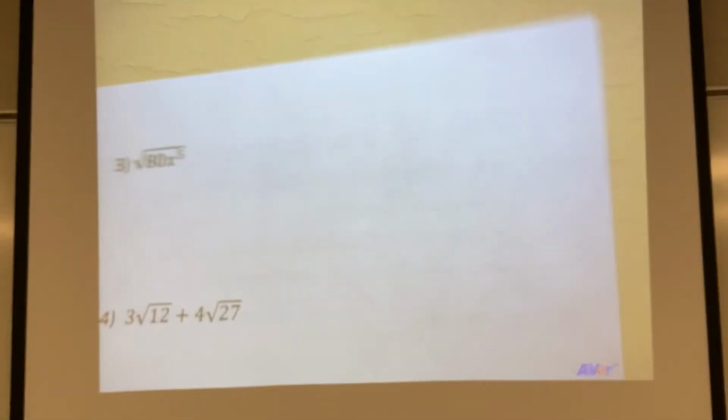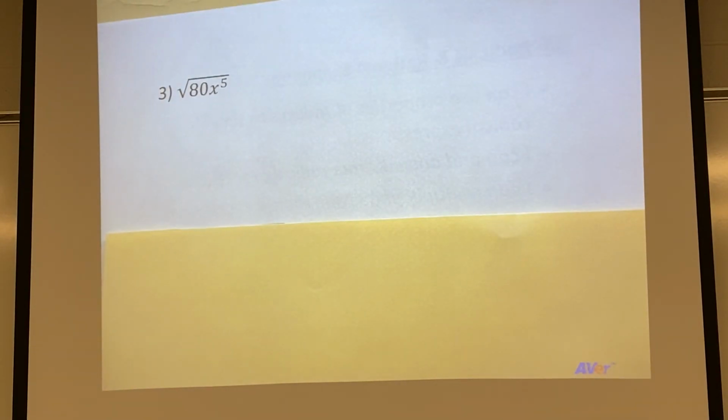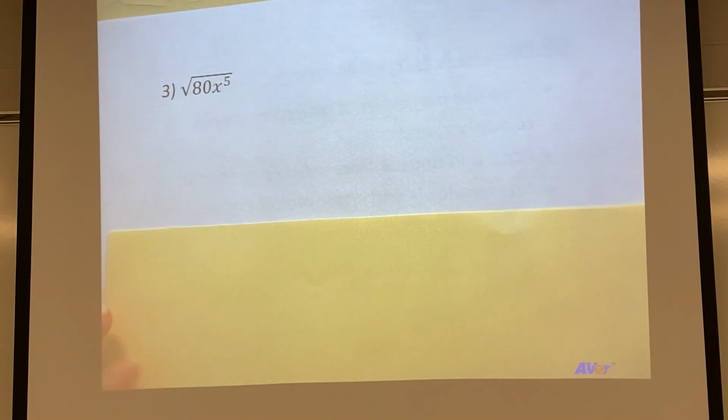All right, let's try another one. Here we have the square root of 80 times x to the 5th. Now again, we're going to want to separate these. So we're going to look at the square root of 80 independently from x to the 5th.